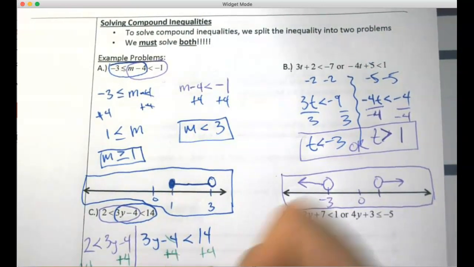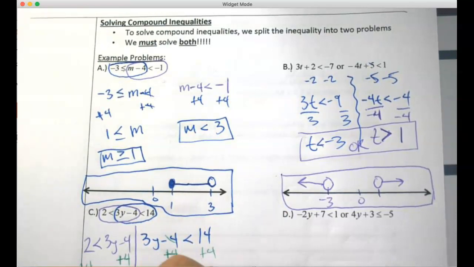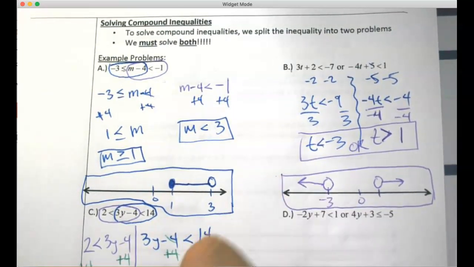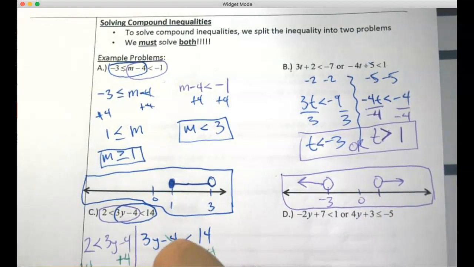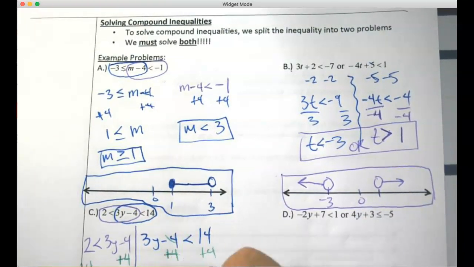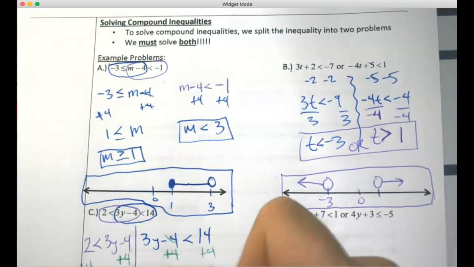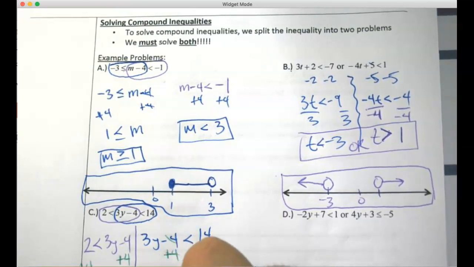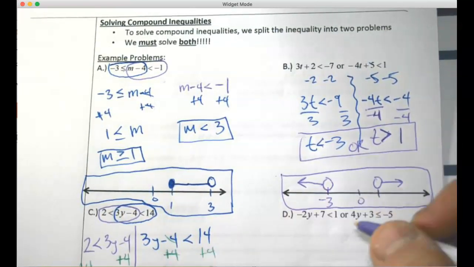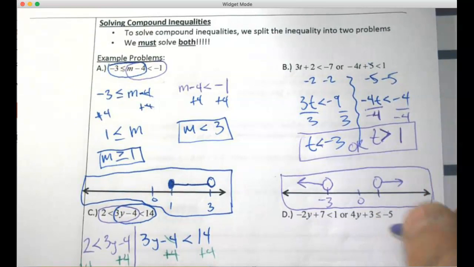But let's see here, 0, 2, and 6. Y is greater than 2, that's going to be an open circle pointing right. Y is less than 6, that's going to be an open circle pointing left. And you can see why the word and makes sense here, because the number has to be more than 2 and less than 6, which is totally possible. These are already split up into 2 separate inequalities.